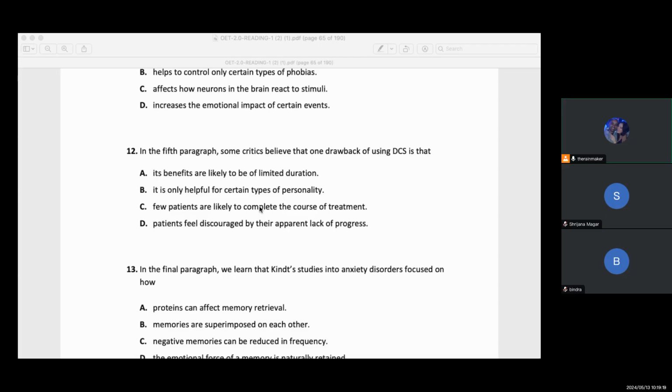ए हो, जबसम्म औषधि खायो तबसम्म ठिक छ हैन, औषधिको इफेक्ट सिज हुने बित्तिकै फेरि डर लाग्न थाल्छ. It's limited. Its benefits are likely to be of limited duration.